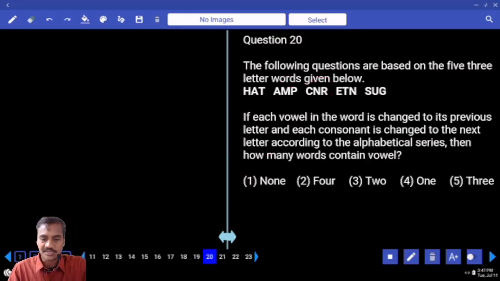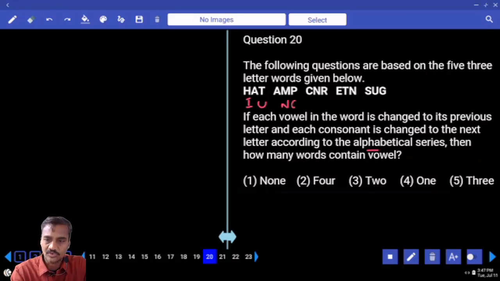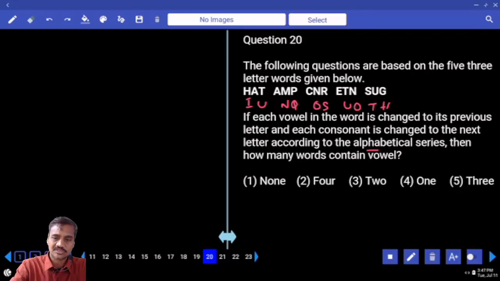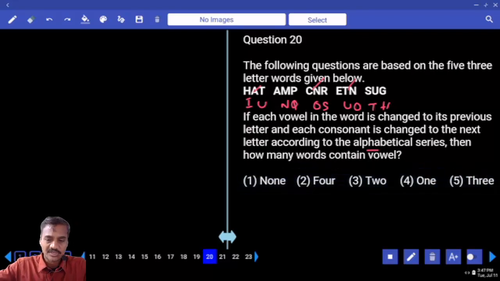The next, 20. Each vowel in the word is changed to the previous letter and each consonant to the next letter. Then how many words contain a vowel? Vowel in the word changed to previous means the vowel will be changed, isn't it? Then consonant next letter: H plus 1 is I, T plus 1 is U. Here there are two vowels, M, N, P, Q, and N, O, R, S, C, U, N, O, and S, T, G, H. Then how many words contain a vowel? Now here there is the vowel, and so on. Since in three of the words we can find vowels, that is choice 5, question number 20.